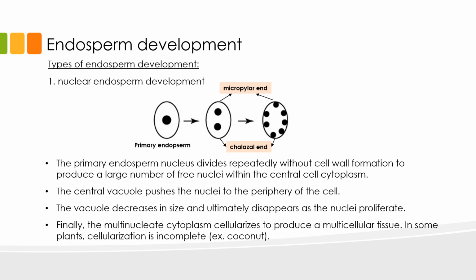In some plants, cellularization is incomplete. A good example of incomplete cellularization can be observed in coconuts. When you open up a coconut, you get the white solid part of the coconut and the coconut water. The water is actually composed of cells that did not cellularize.